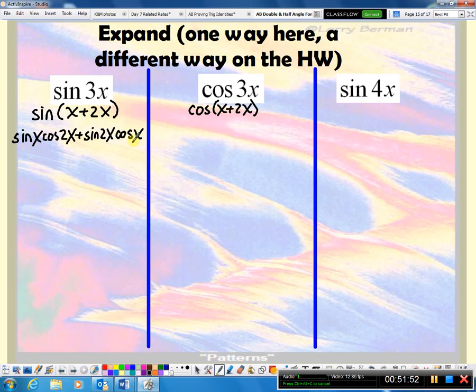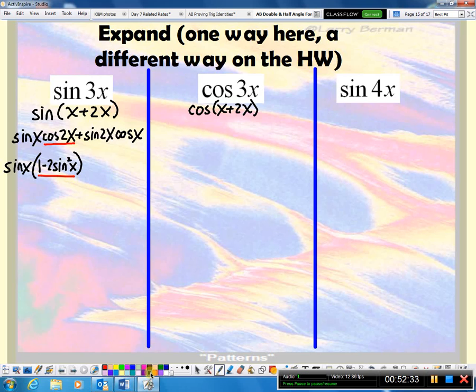Now, your choice is going to come right here. Cosine 2x has 3 options for how you expand it. I want you to pick one option that's different than what I'm going to use right here. So I might say, okay, sine x cosine 2x, well, I'm going to use, how about 1 minus 2 sine squared x? I'll use that option. So this is the option I'm using in class. You pick one of the other 2 options on your homework tonight.